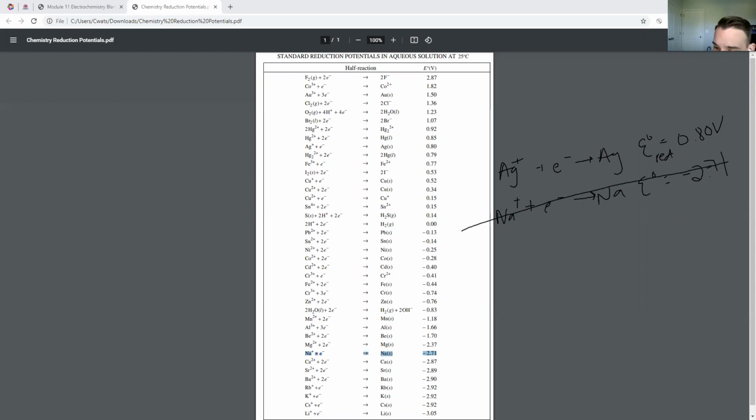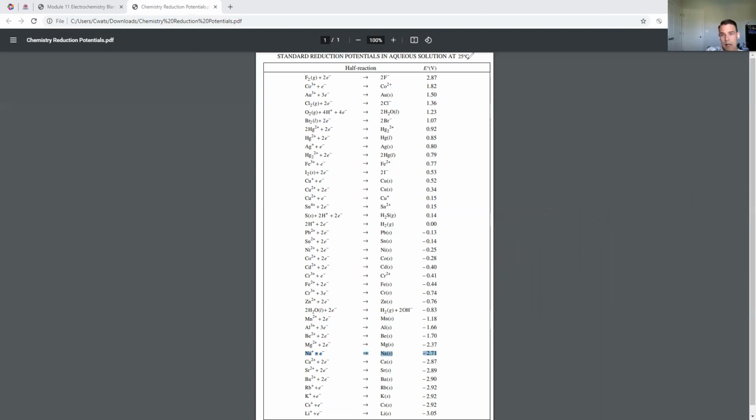So what I'm going to do is I'm going to flip this. And then I also flip the sign of the oxidation. So now if I want to calculate the E naught of the cell, it's going to be the E ox plus the E reduction, which gives me 3.51 volts. And that's it. That's how you do that.